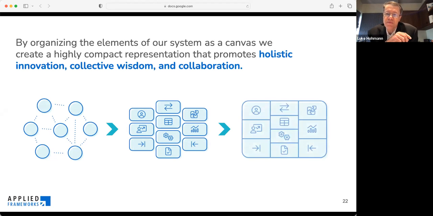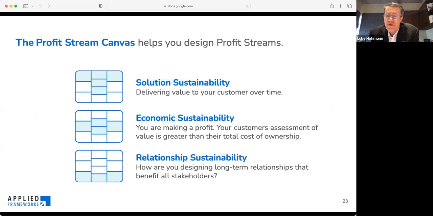And then using and being inspired by the fantastic Business Model Canvas and Value Proposition Canvas from Alexander Osterwalder, we can organize these into a compact representational form that lets us express, share, and innovate on our choices. There are different specific areas of the canvas. Part of it is devoted to solution sustainability. Part of it is devoted to economic sustainability. And part of it is devoted to relationship sustainability. They work together so that you can make these choices in a way that benefits you and your ecosystem.